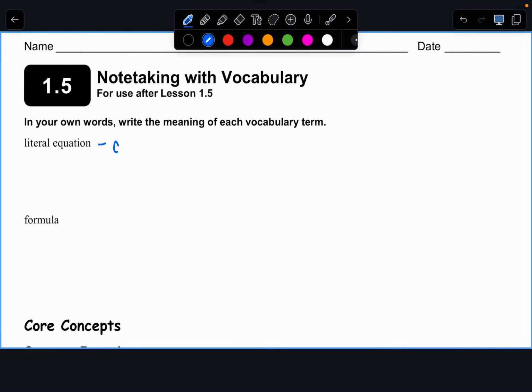Okay, a literal equation. A literal equation is an equation with two or more variables. So right now, we've been solving for a variable. We are still solving for a variable, but now our equation might have some other variables in there.